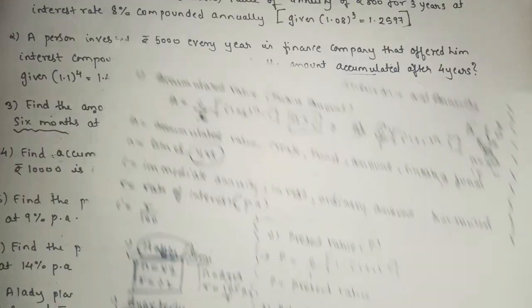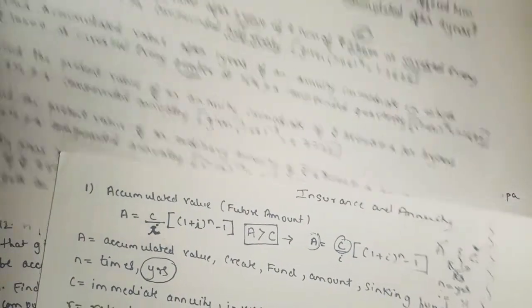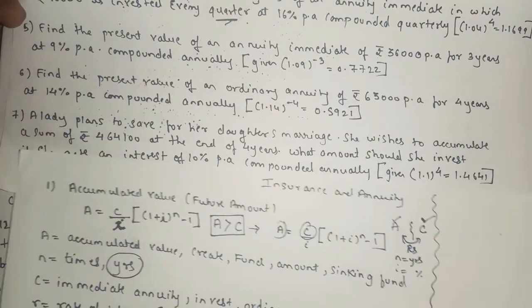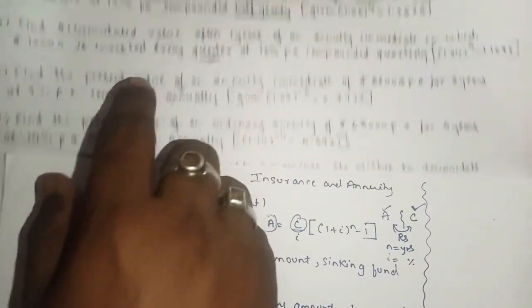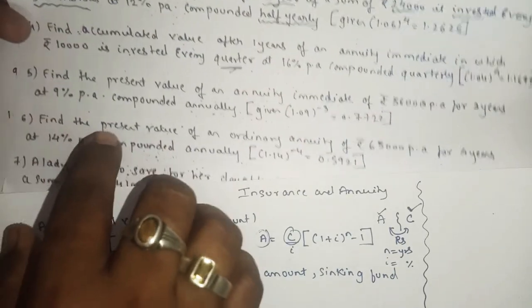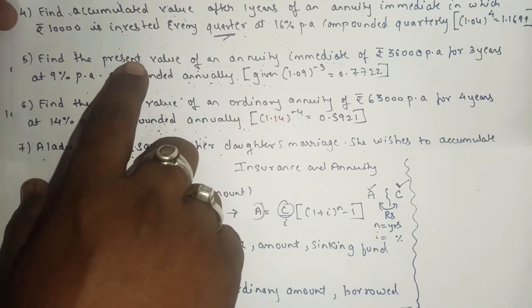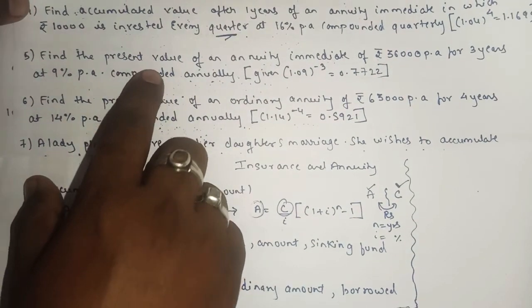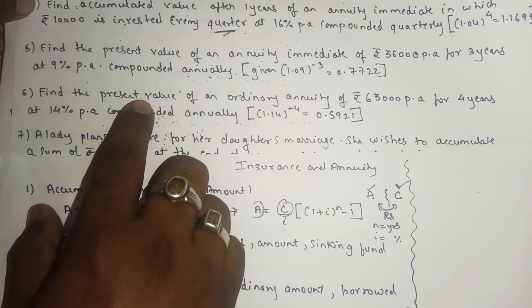Okay, that is question number five. The first four questions of your exercise were based on the accumulated value. The fifth one, when you see here, we have to find the present value, yes or no? And even the sixth one, we have to find the present value.